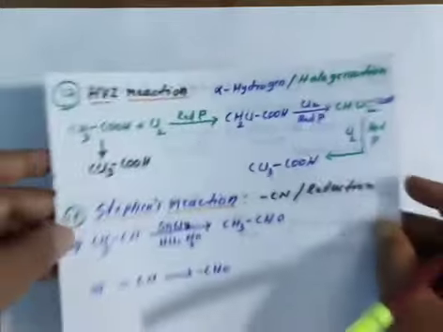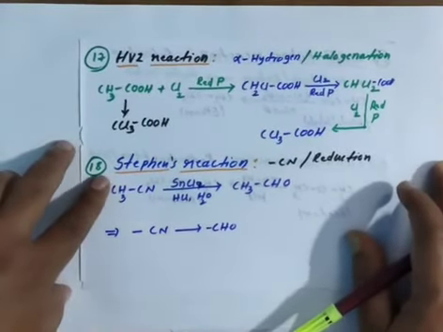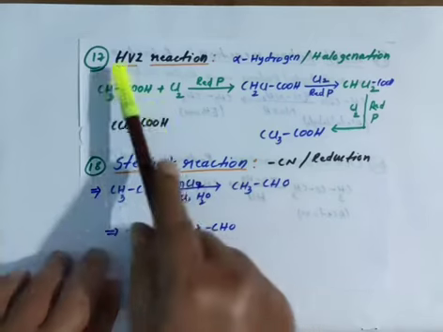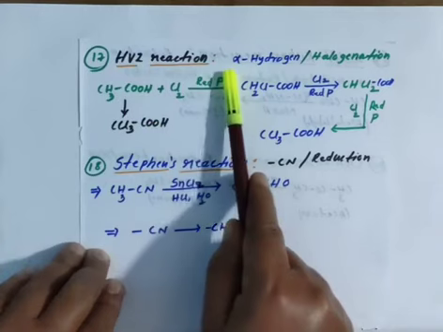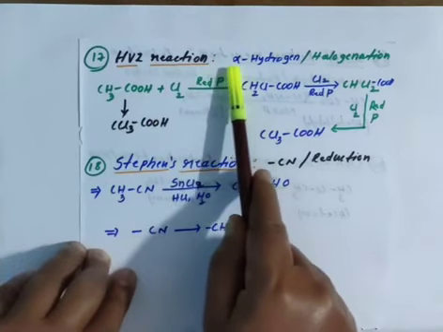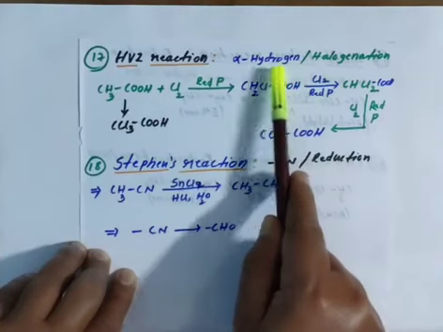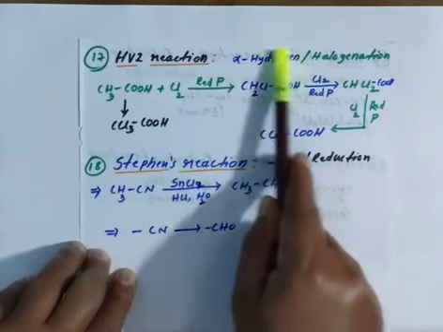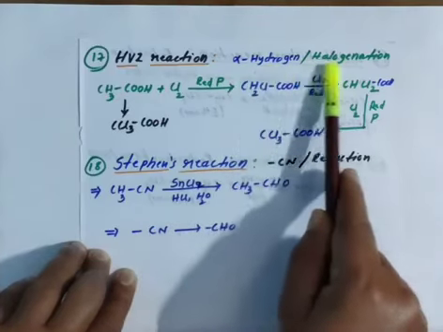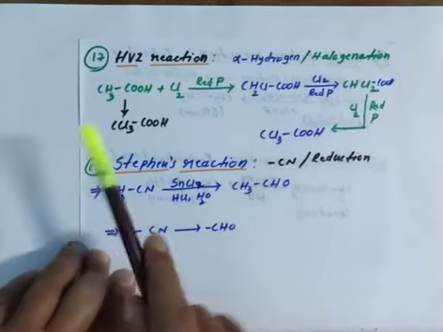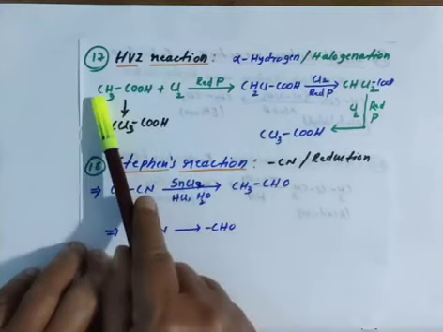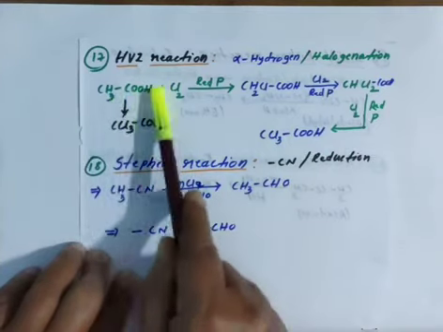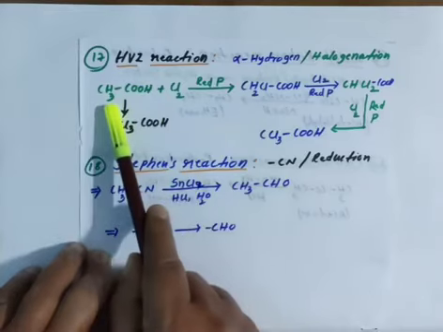Next, another named reaction which is very important for competitive exams, that is the HVZ reaction, Hell-Volhard-Zelinsky. The condition is that we need alpha hydrogen compulsorily. The compound which we are taking here should contain alpha hydrogen. This is a halogenation process. Go for here. This is acetic acid I am taking. Acetic acid has alpha hydrogen. This is the acid group. The next carbon has alpha hydrogen.